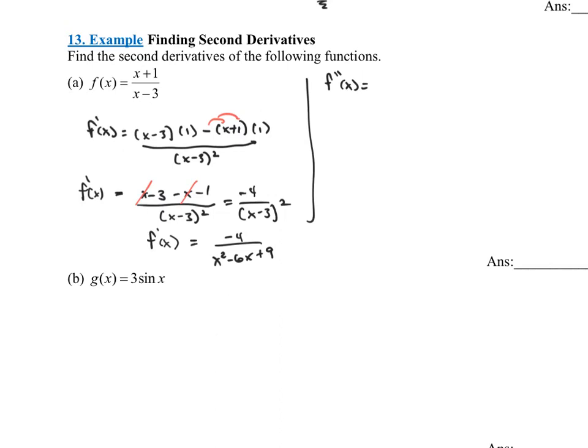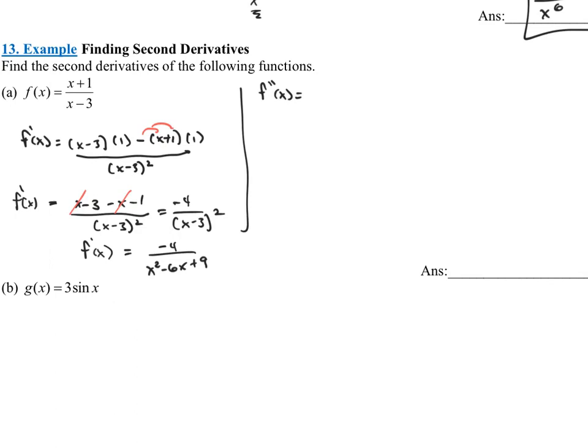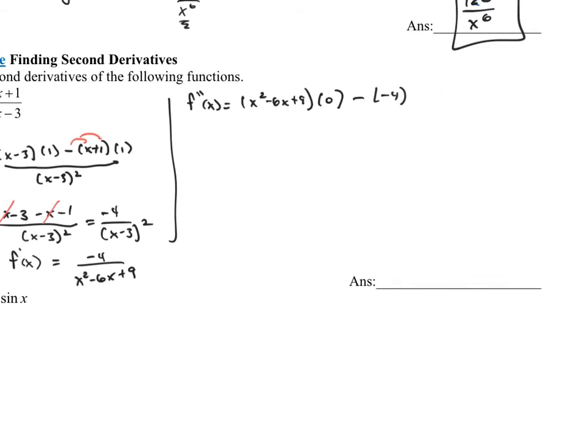Well, the second derivative, again, I'm going to do low d high minus high d low over what's below squared, but for the first derivative. So the low function is x squared minus 6x plus 9. The derivative of the high function, well, the high function is negative 4, and the derivative of negative 4 is 0, so that term is going to go away, minus the high function, which is negative 4, times the derivative of the low function. Well, what's the derivative of x squared minus 6x plus 9? The derivative of x squared is 2x, the derivative of minus 6x is minus 6, and the derivative of 9 is 0, so that's what I'd have all there. All over the bottom, which would be x squared minus 6x plus 9 squared.